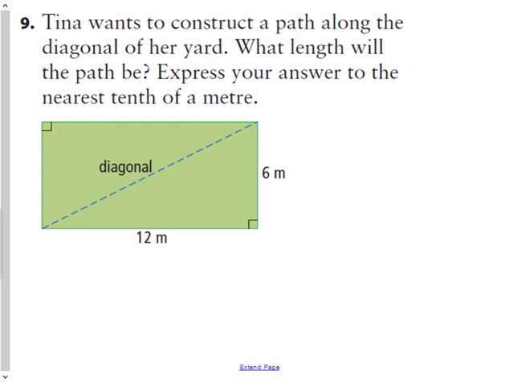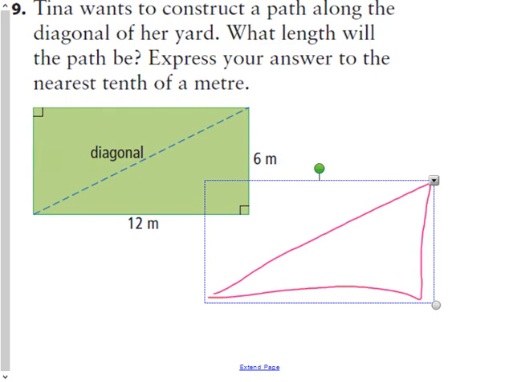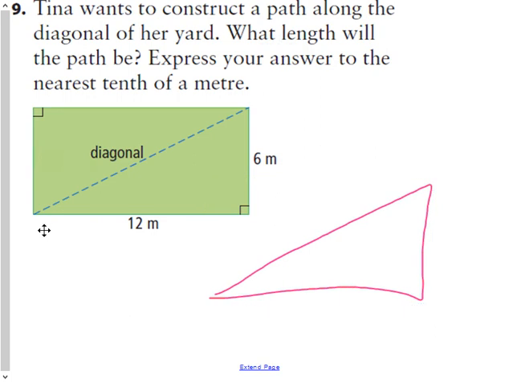Question number 9 says Tina wants to construct a path along the diagonal of her yard. What length will the path be? Express your answer to the nearest tenth. So if I was to simply take this yard and trace out in nice pink marker her yard and bring it down here, I have a right triangle whose legs are 6 and 12.